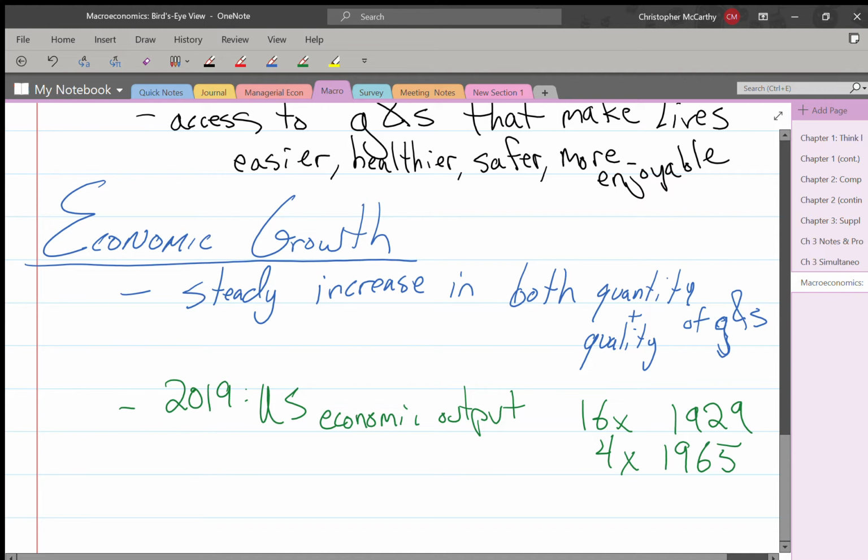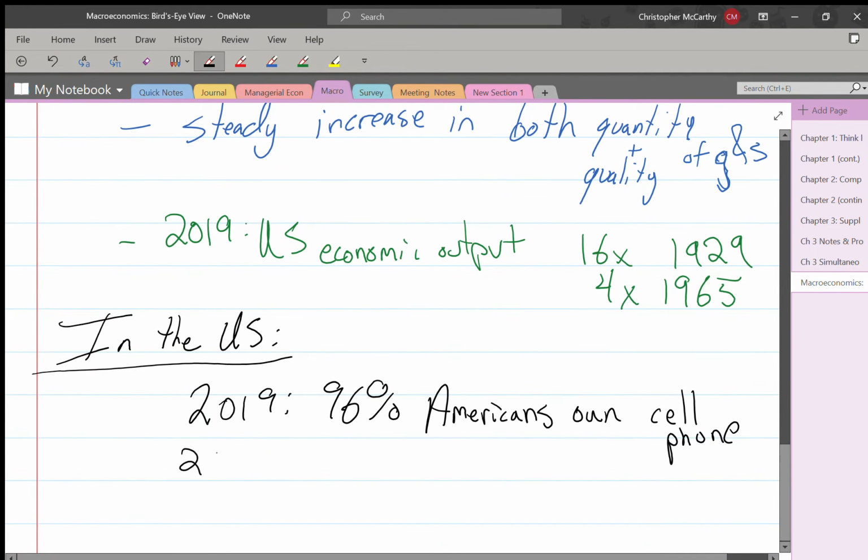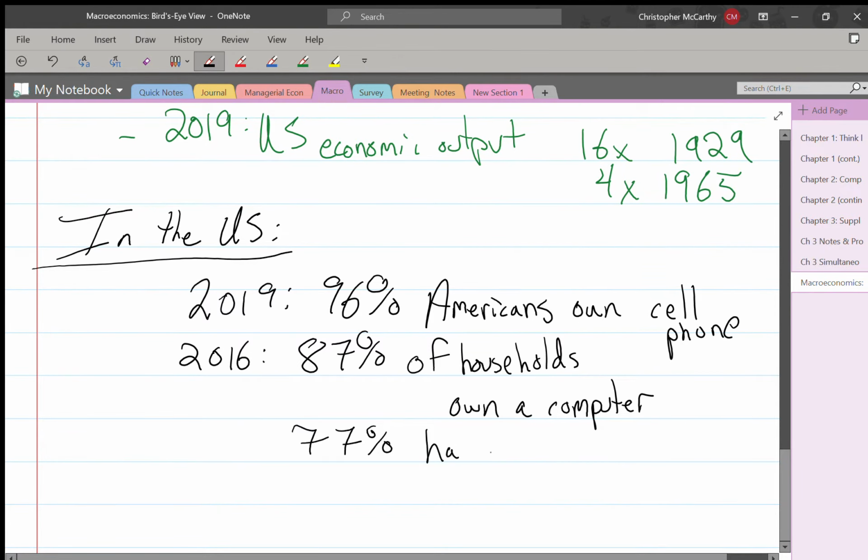And so some of the recent polls of Americans show that in the U.S., I think it was in 2019, 96% of Americans own a cell phone. I think it was 2016 were these other numbers, where 87% of households own a computer. 77% have internet access. So these are all metrics of standard of living, right? They have access to these technologies that 10, 20 years ago we had no idea were even available, that make our lives easier, better, more enjoyable.